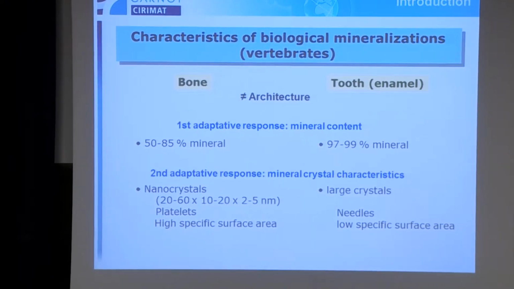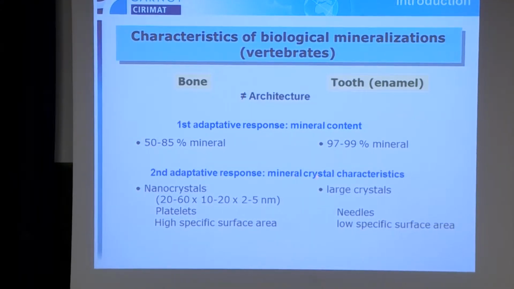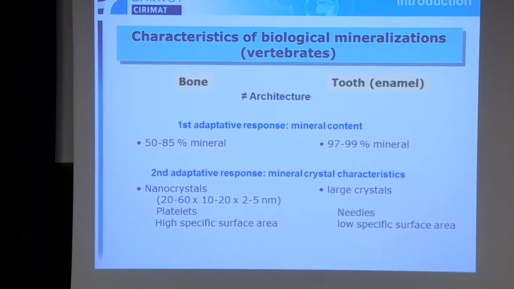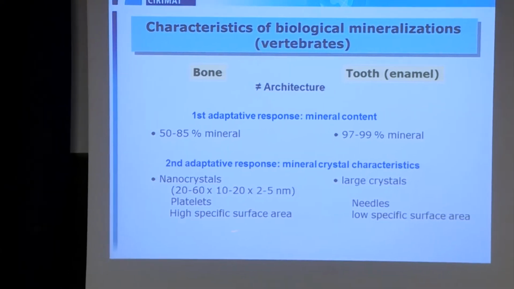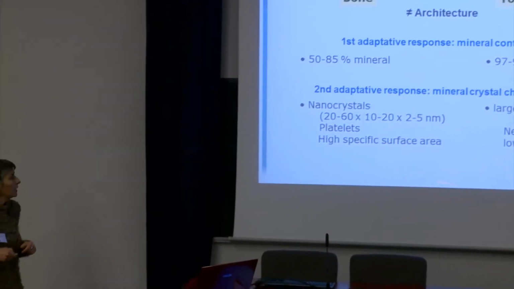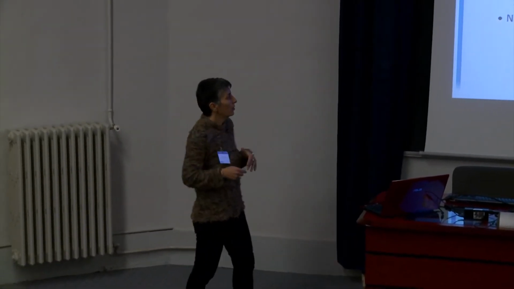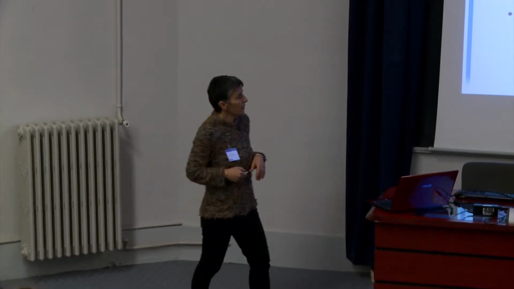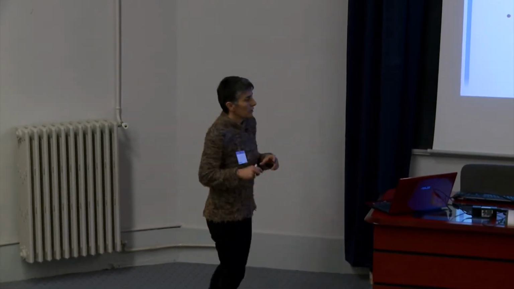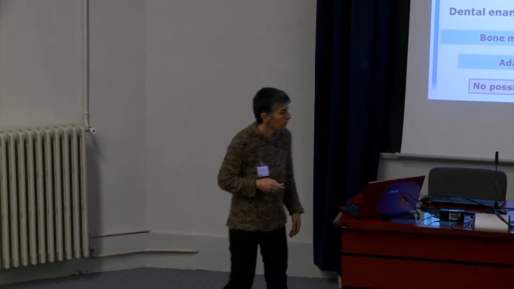The second adaptative response is related to the characteristics of the mineral crystals. In the case of bone, we have nanocrystals, platelet shape, and a high specific surface area. And I will talk later on the role of these characteristics. Whereas in the case of tooth enamel, we have large crystals, needle-like shape with low specific surface area to resist, for example, acidic attack in the mouth.